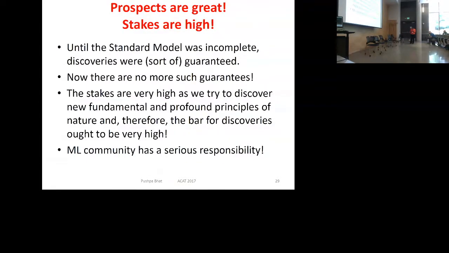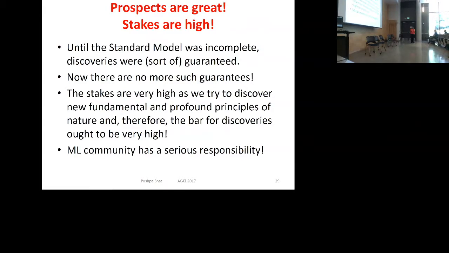So I want to just end with saying that the prospects are great. We have these very advanced techniques and tools in our hands, but the stakes are also very high. Until the standard model was incomplete, we were looking for the next quark. We were looking for the missing link, the Higgs boson. Even though we did not actually think that we will find this scalar particle, we found it.